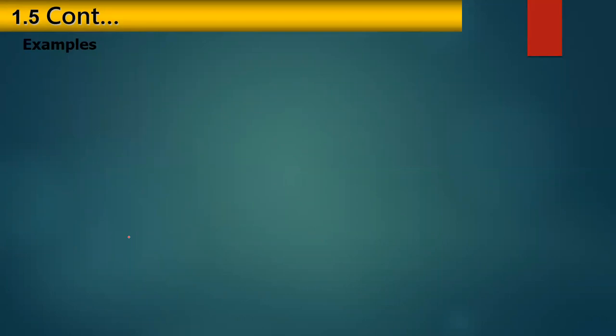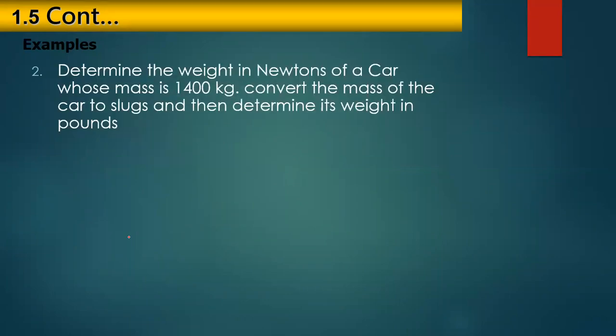So we also have another example. It says determine the weight in newtons of a car whose mass is 1,400. Convert the mass of the car to slugs and then determine its weight in pounds. Okay, so the first thing that we have to convert, we've been asked to determine the weight of the car in newtons. So how do you do that?